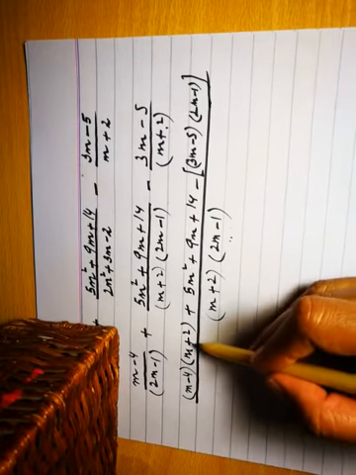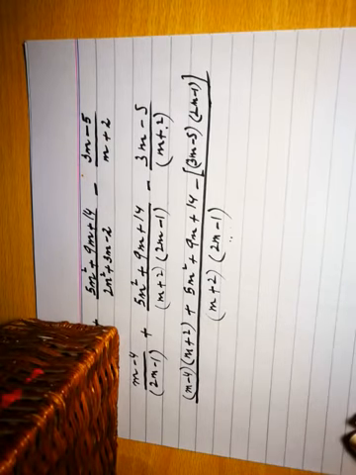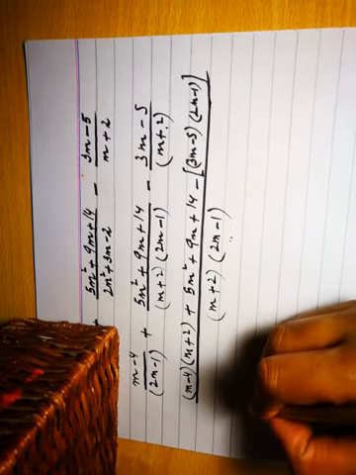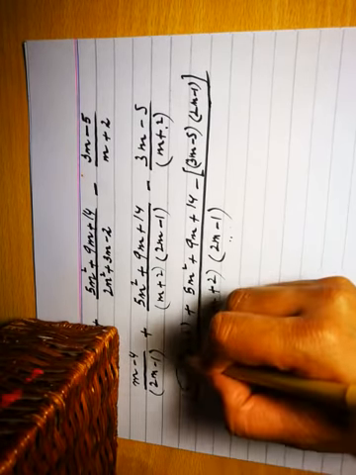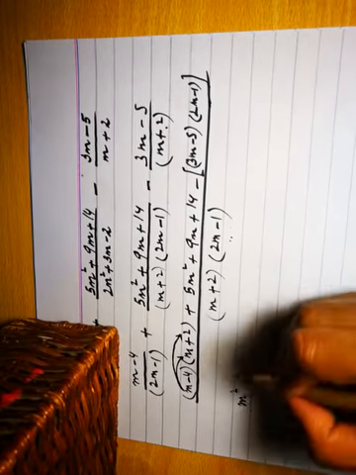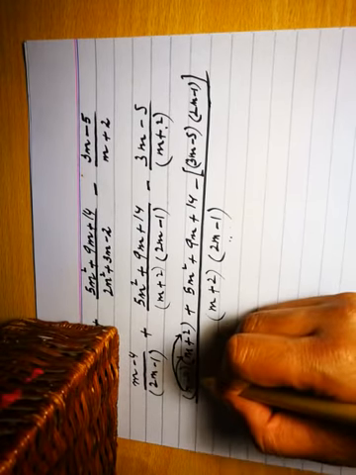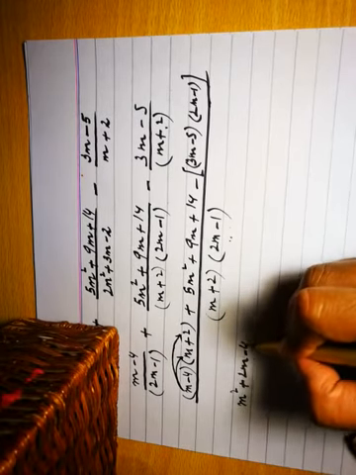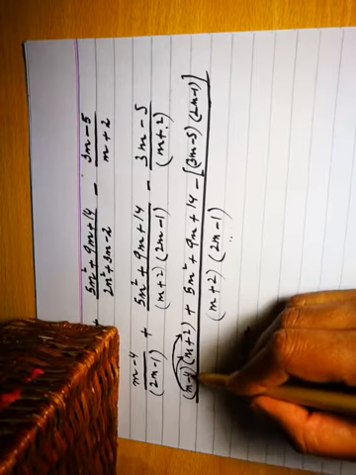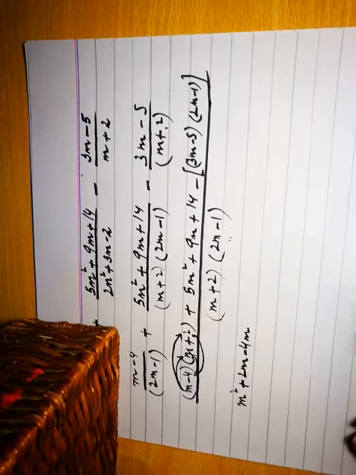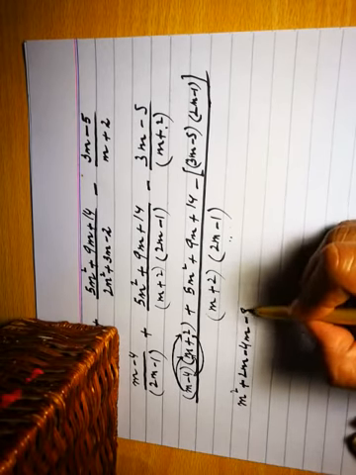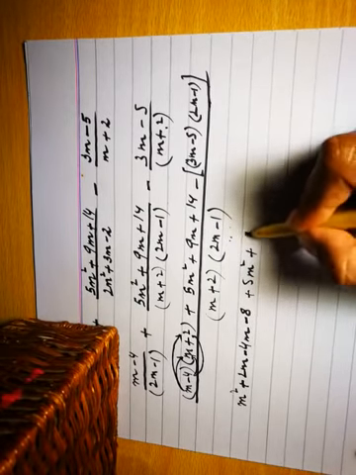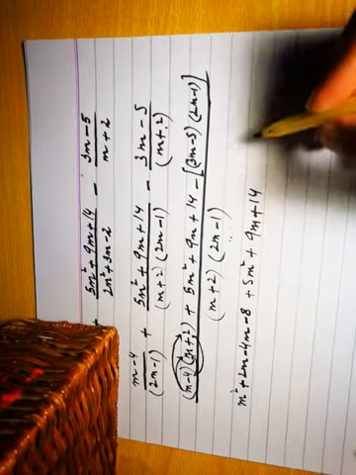I'm going to multiply these two. Step by step, m times m will give me m square. m times 2 will give me 2m. Minus 4 times m will give me minus 4m. And minus 4 times 2 will give me minus 8. Step by step. Plus 5m square plus 9m plus 14 as it is.